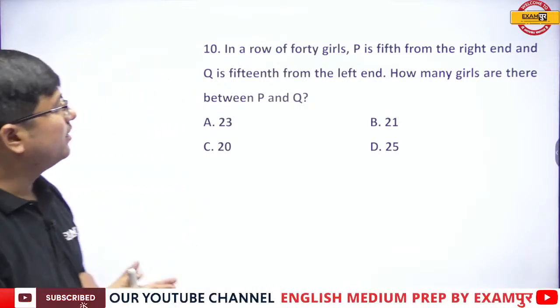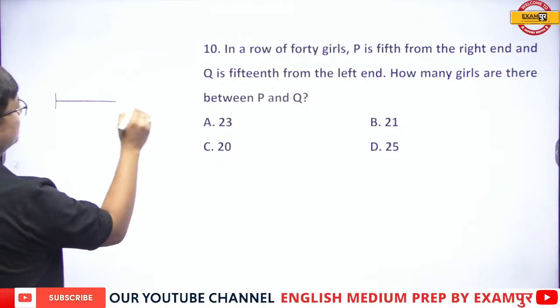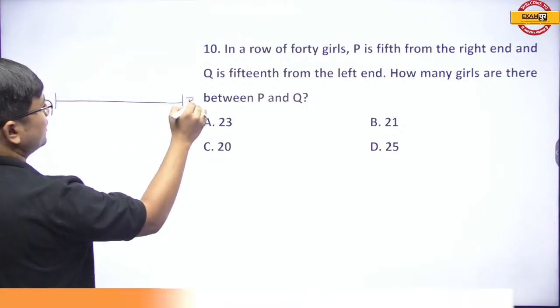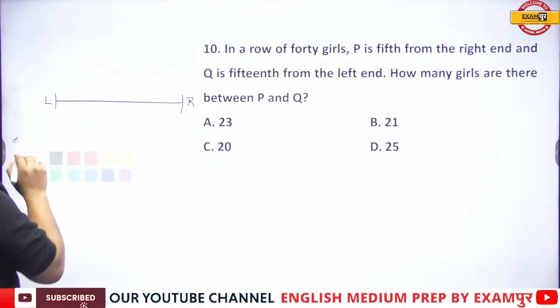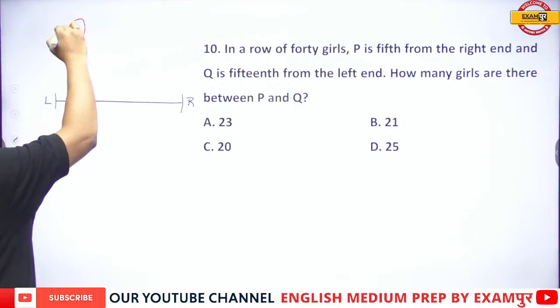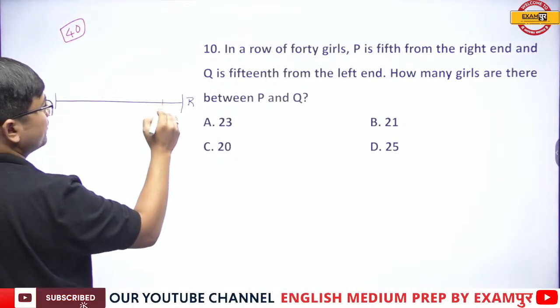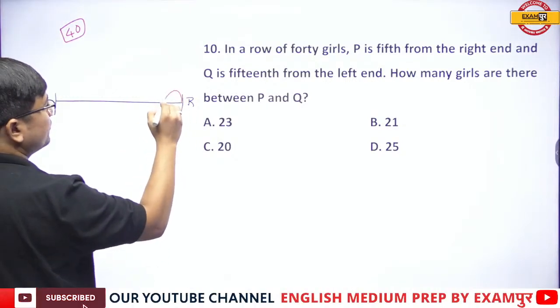And now, in a row of 40 girls. Now see, my dear students, a row is there. This is the right end, this is the left end. Now it is telling you that in a row of 40 girls, P is fifth from the right end. This is P, and P is fifth from the right end.